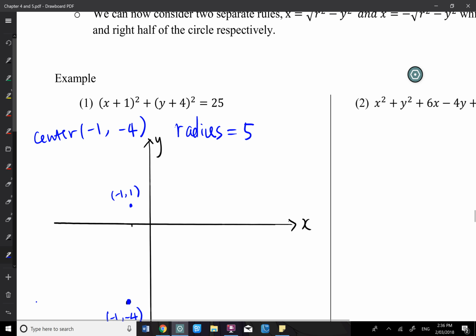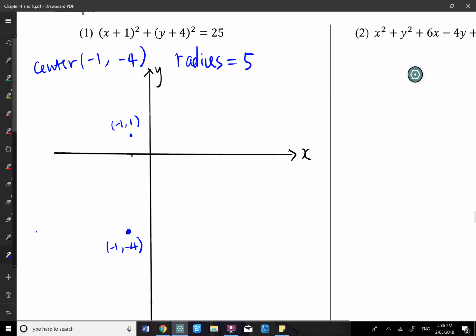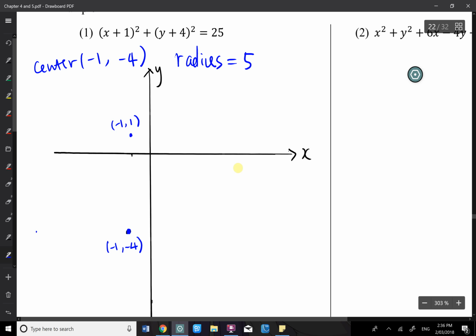Yes, it's not on the graph. It's just the center. The center is not part of the graph. Your graph is the outside circle here. From that center you go around. It's not one point on the circle. That's a good point, actually good thinking. So you understand what the equation means and what should be on the graph.